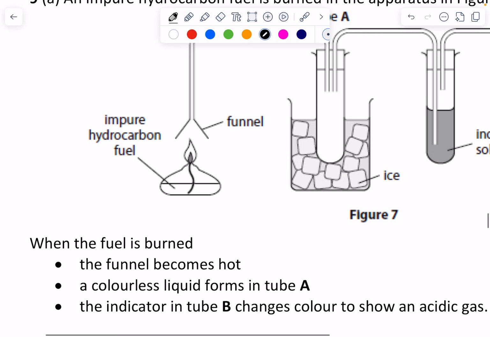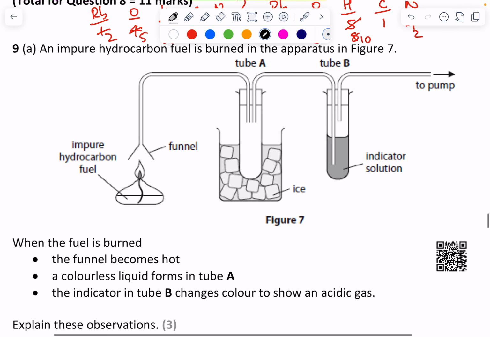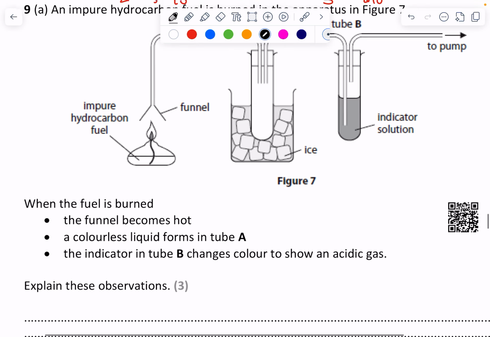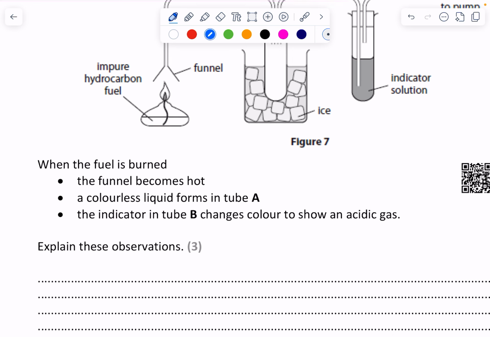Okay, so in this question, this is one of the experiments we've watched in class, and we've got this hydrocarbon burning in the apparatus. It says the funnel becomes hot, the colourless solution forms in tube A, and the indicator changes colour to show an acidic gas. So explain these observations. Okay, let's do, first of all, the funnel gets hot. So why does the funnel get hot?